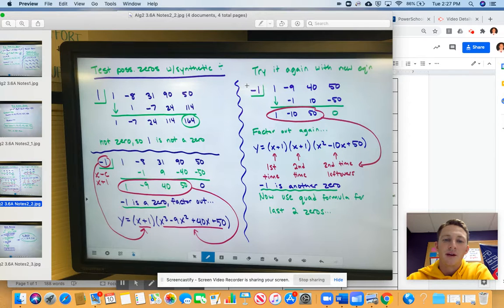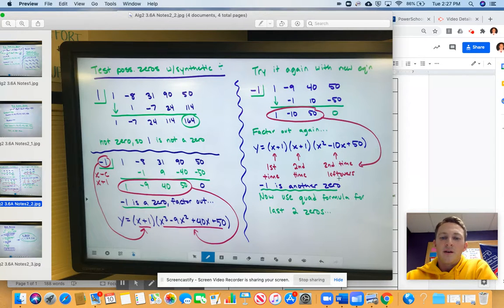Let's factor it out again. So x minus c, or x minus this number. X minus negative 1 is going to be another x plus 1. So this is from the first time of synthetic. This is from the second time. And these were our leftovers from the last synthetic.